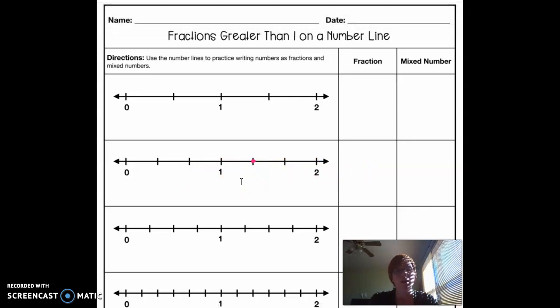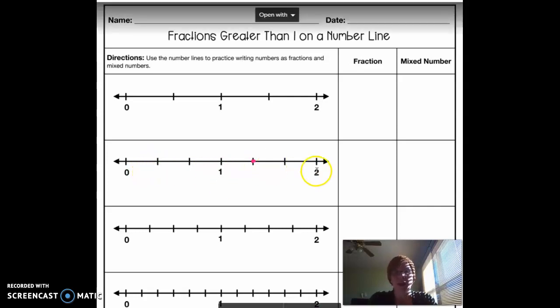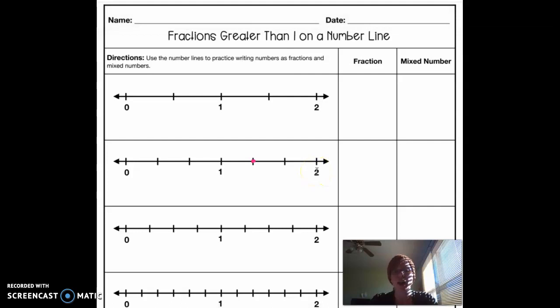The number line on your paper is labeled differently. So please do not put this down as an answer. It will be wrong. But use what I do as an example of how you're going to solve your paper. So I'm looking at the second number line, and I know that I'm going to have to show what fraction I see, and then also show a mixed number for this number line. Let's start with the fraction.